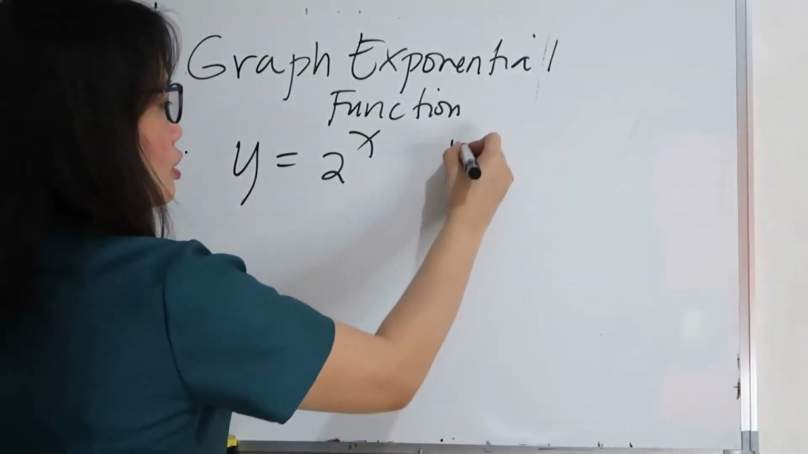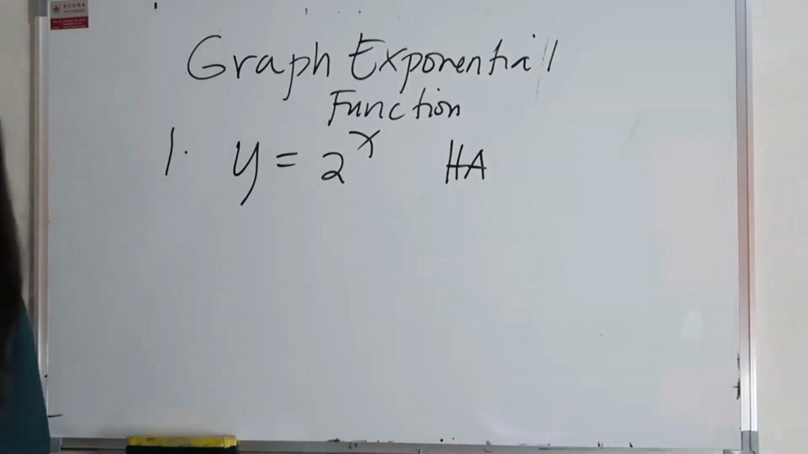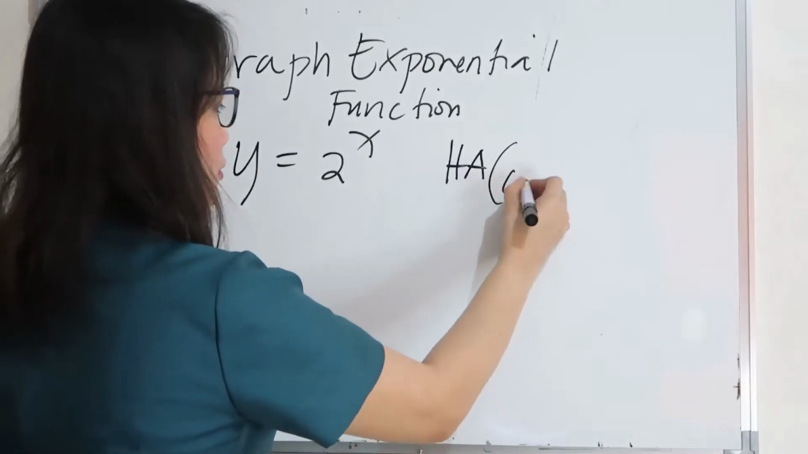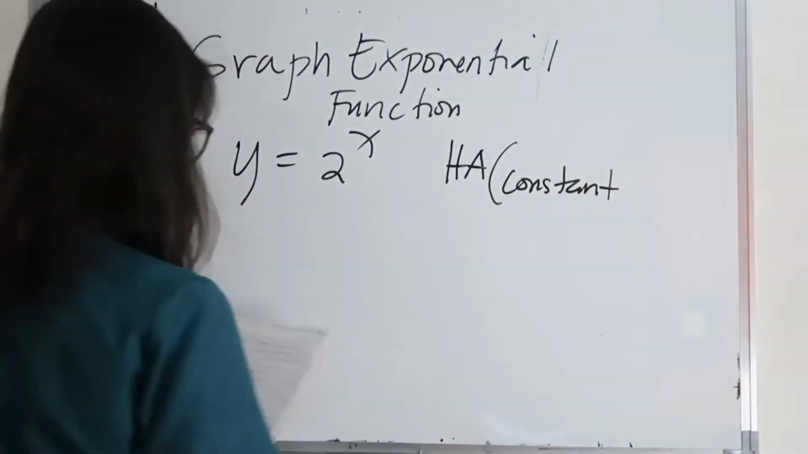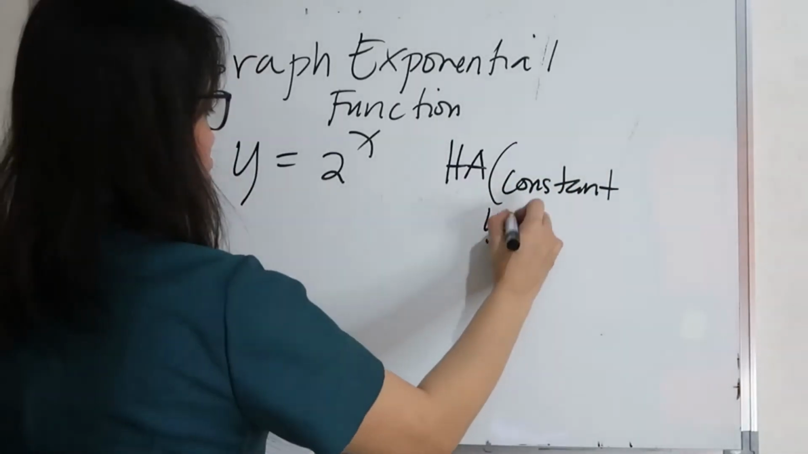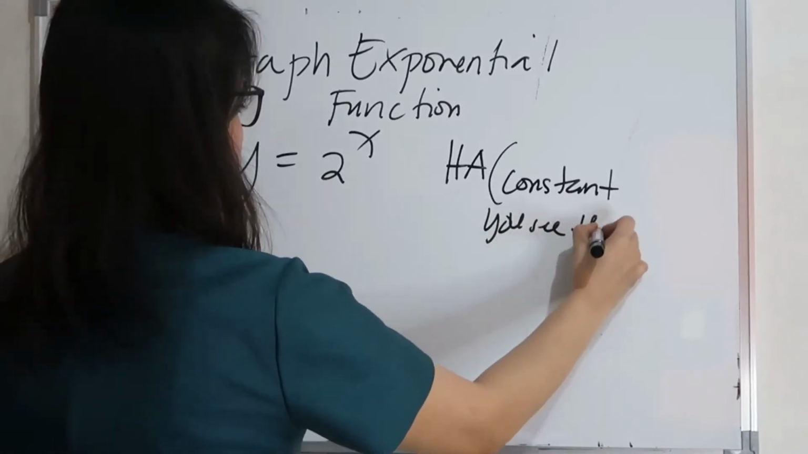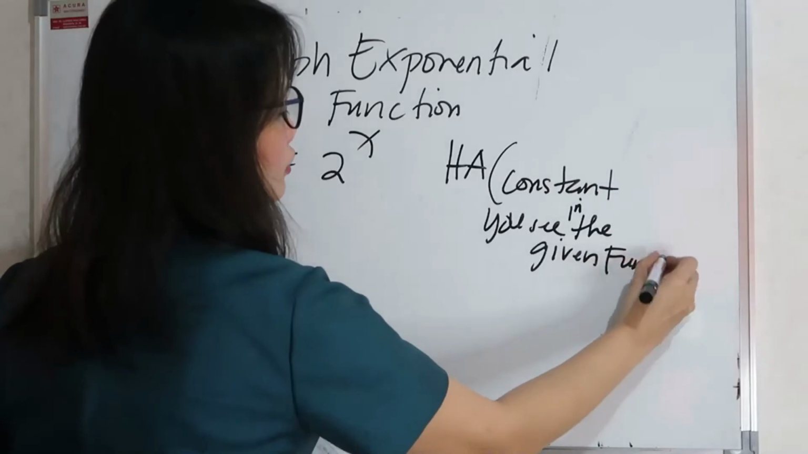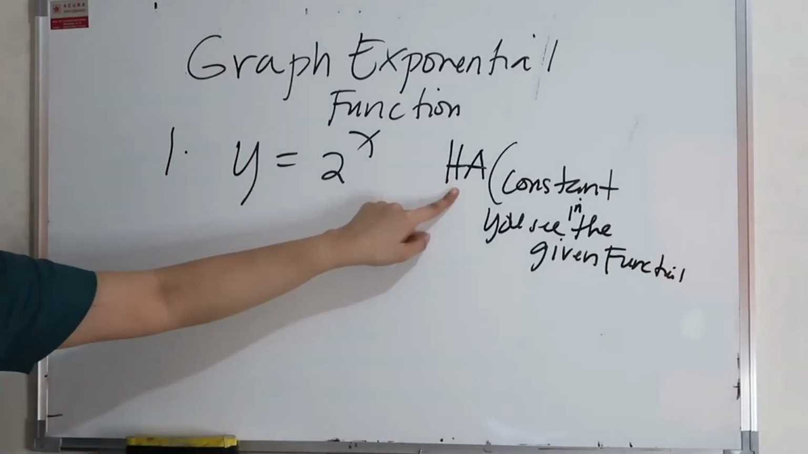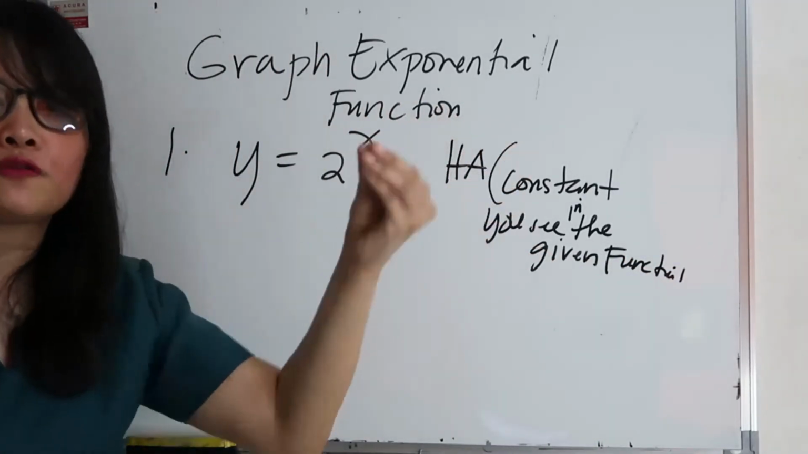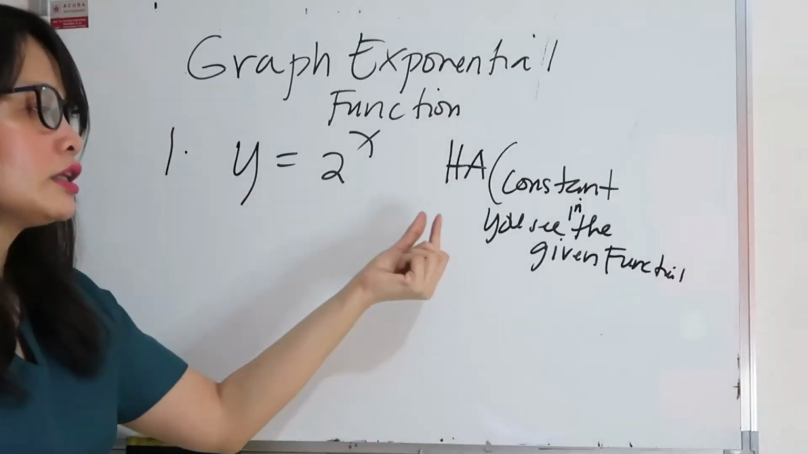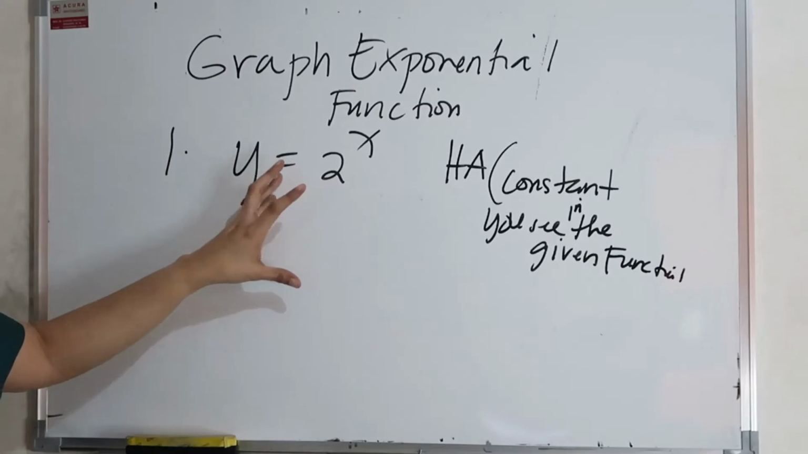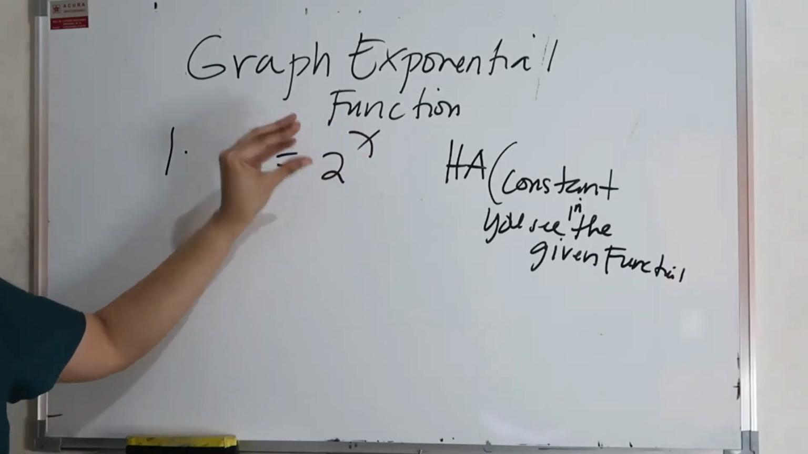First, we need to look for a horizontal asymptote. When we say horizontal asymptote, you're referring to the constant you see in the given function. So when we say HA, horizontal asymptote, you are referring to the constant that you will see in the given function. So in this example number 1, y equals 2 raised to x.